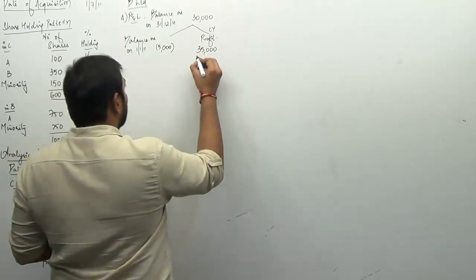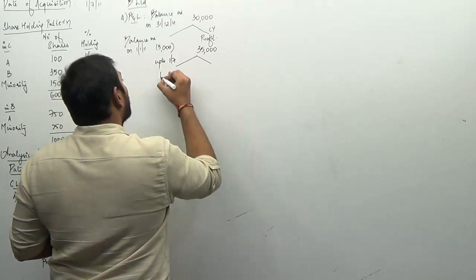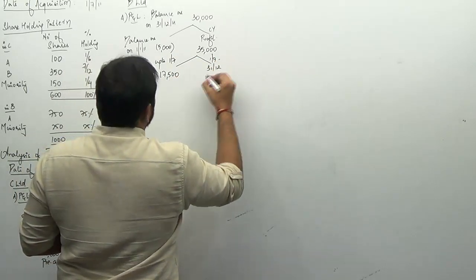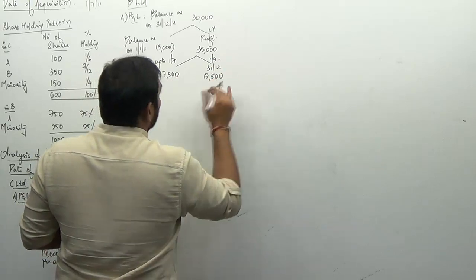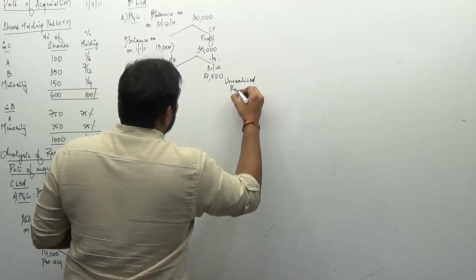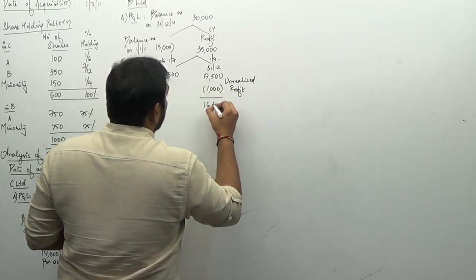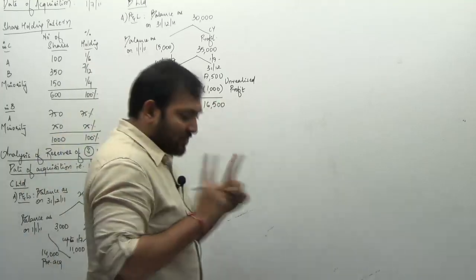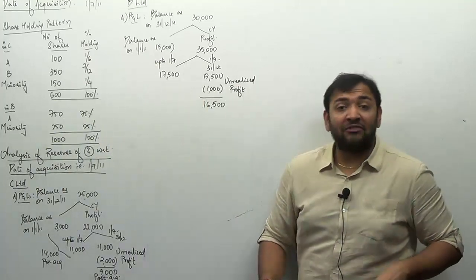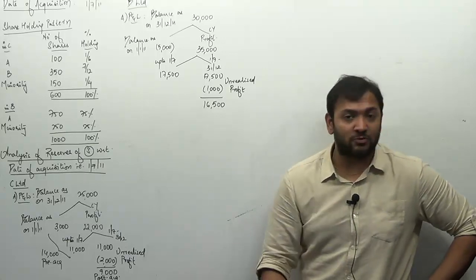First let me split. Up to 1st July is 17,500. From 1st July to 31st December is again 17,500. From here I have unrealized profit adjustment. Unrealized profit adjustment is 1000 rupees. There is one more adjustment. One more adjustment for B Limited is the dividend from C Limited. So whatever dividend I received from C Limited, half is pre-acquisition, half is post-acquisition.